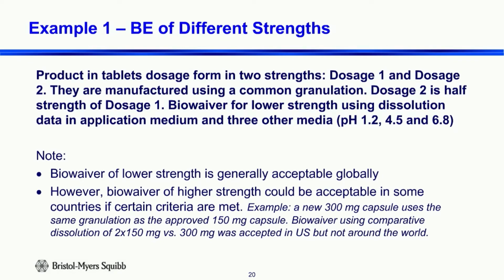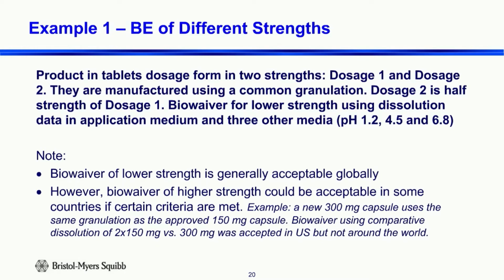So here we have 2 dosage strengths. The higher strength was approved, and then the lower strength is a common granulation from the higher strength, and is half of the higher dose. So we applied for a Biowaiver. I'll show some data in the next slides.